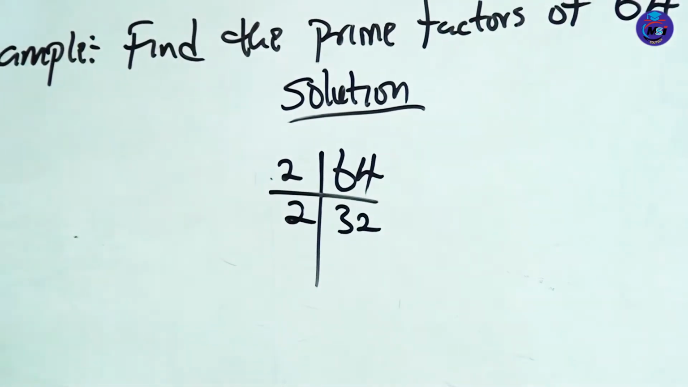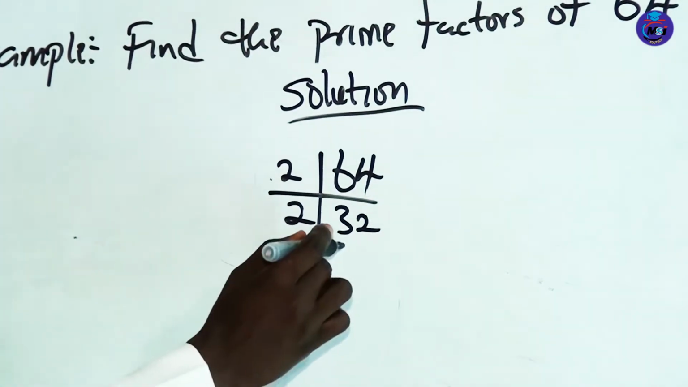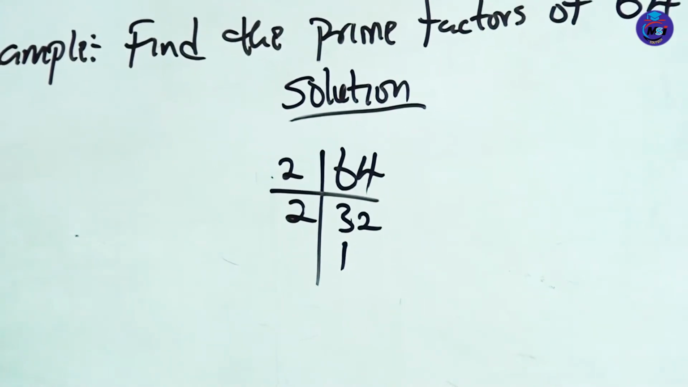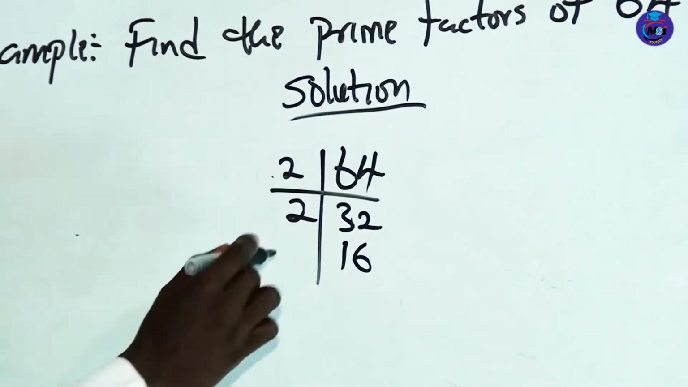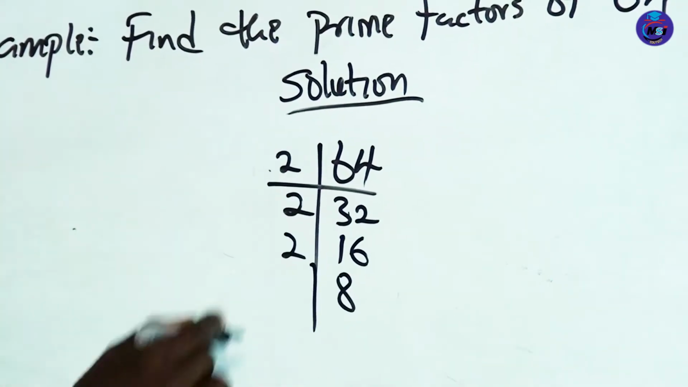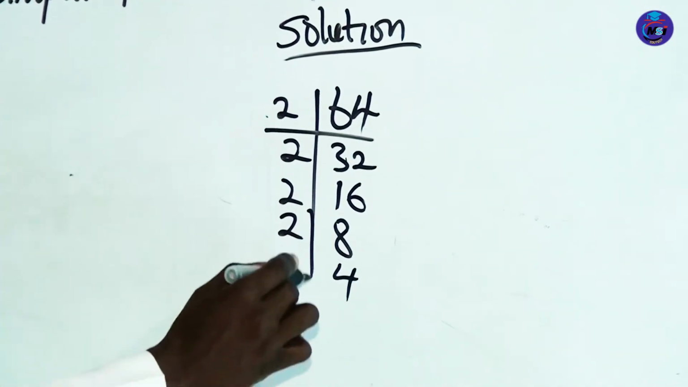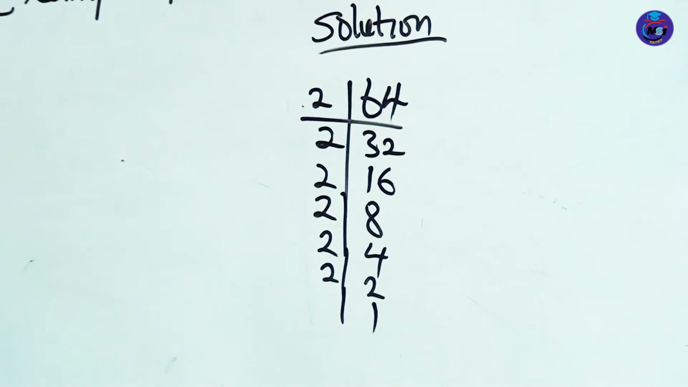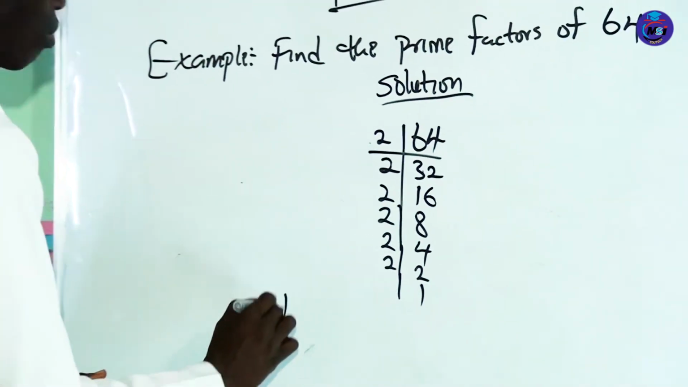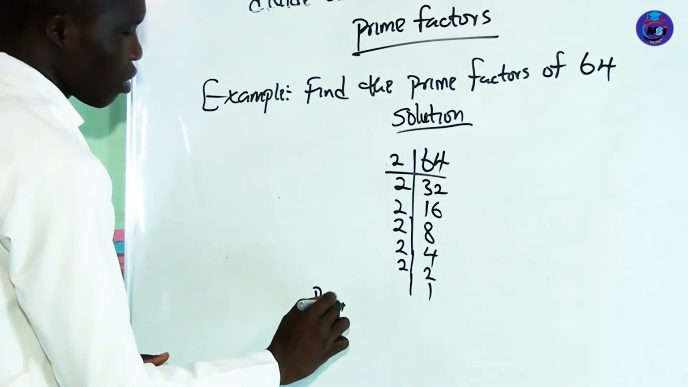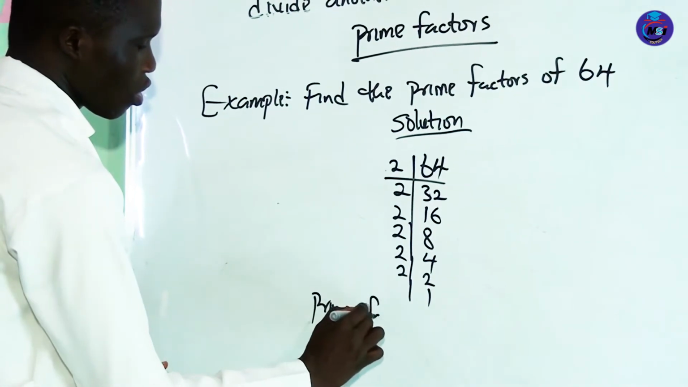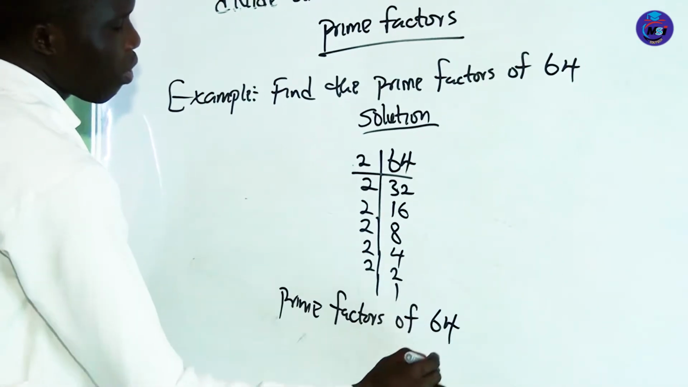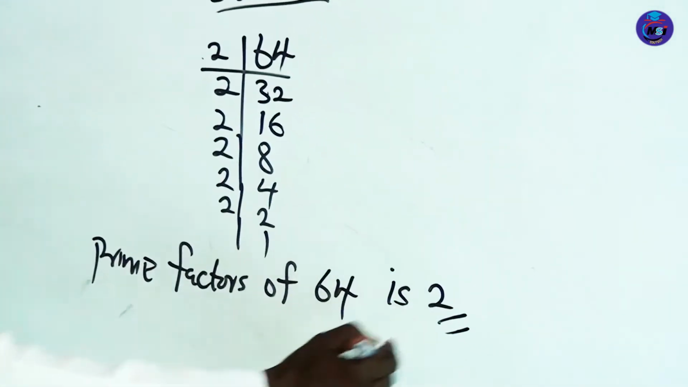You use 2 again. How many 2 can we get in 3? 1. Remainder 1. Put that 1 at the front of 2. We have 12. So 2 in 12 will give us 6. 2 in 16 will give us 8. 2 in 8 will give us 4. 2 in 4 will give us 2. 2 in 2 will give us 1. Okay? So, prime factor of 64 is what? Is 2.